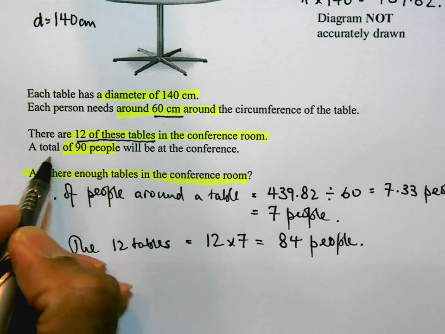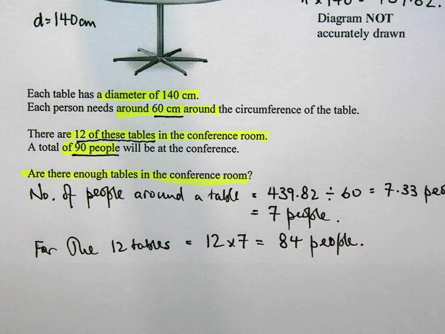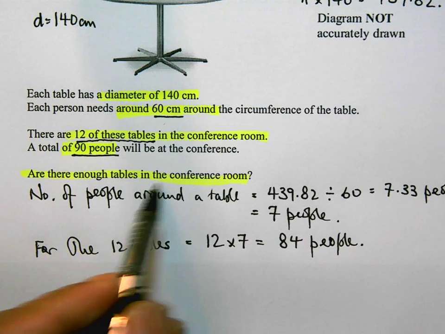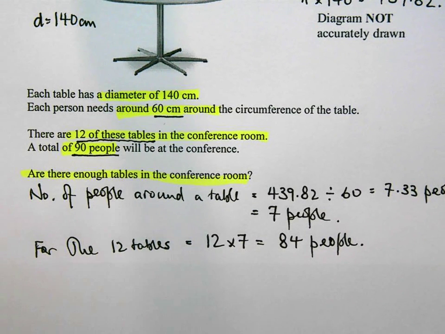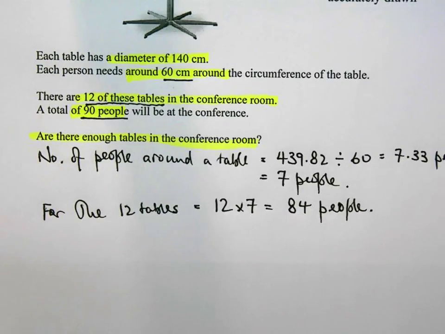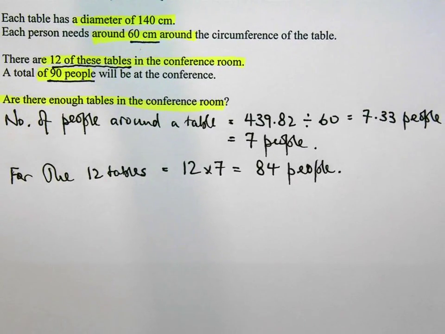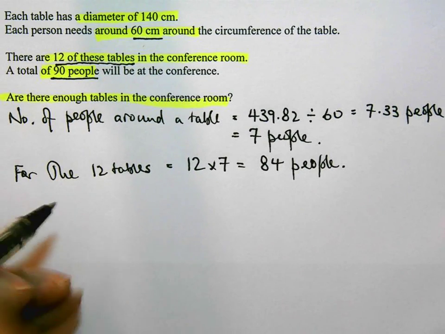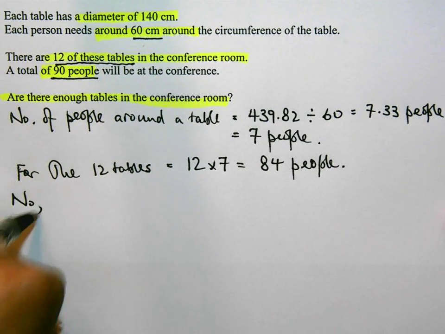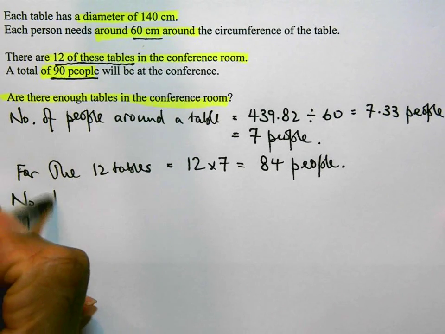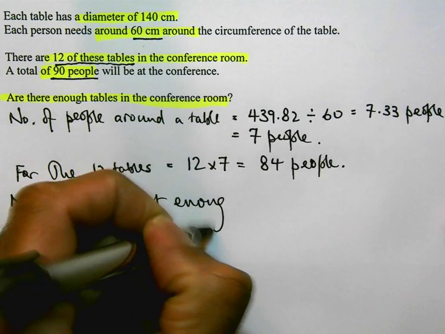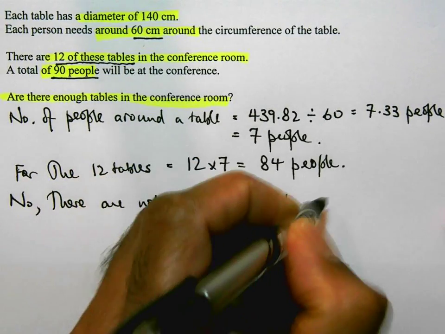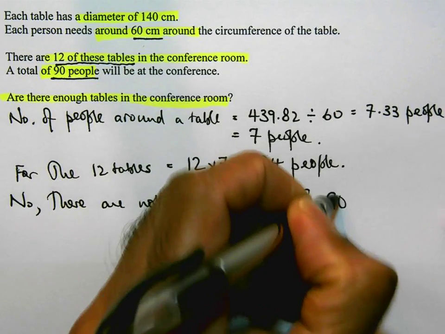A total of 90 people will be attending the conference. Are there enough tables in the conference room? Well, the tables in the conference room are only going to be able to fit 84 people, not the 90 people who are coming to the conference. So I'm going to use that to write my sentence at the end of the question. And my sentence is going to be effectively, no, there are not enough tables for 90 people.